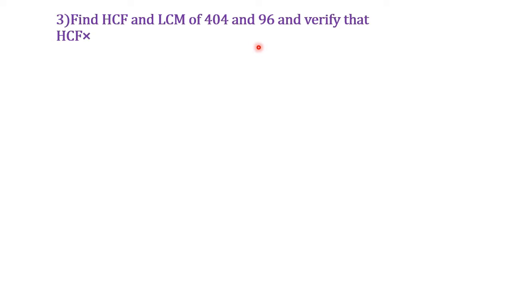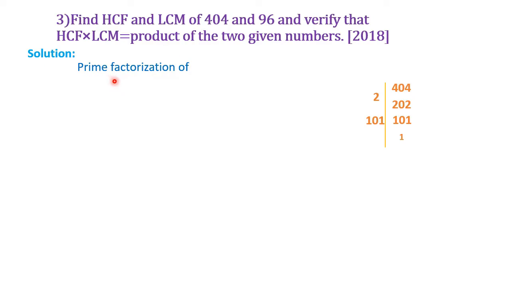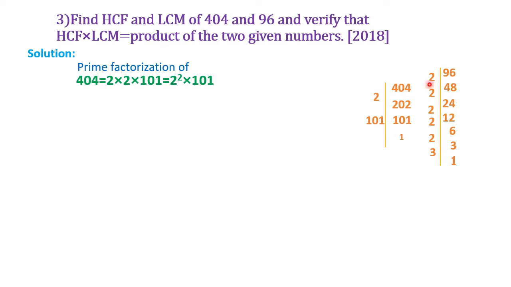Question number 3. Find HCF and LCM of 404 and 96 and verify that HCF into LCM is equal to product of the two given numbers. Solution. Using the factor tree for the prime factorization of 404 and 96, we have 404 is equal to 2 into 2 into 101 is equal to 2 square into 101 and 96 is equal to 2 raised to 5 into 3.